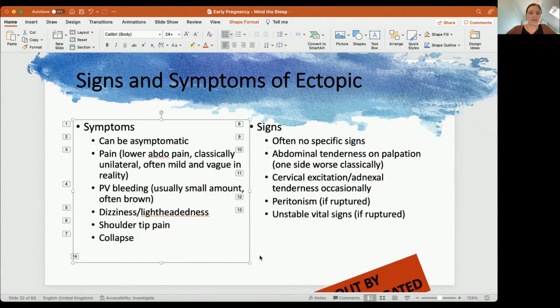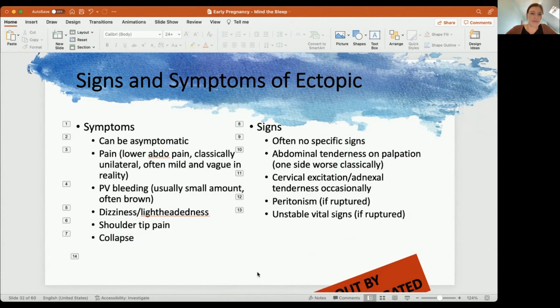So signs and symptoms. They can be asymptomatic. That's quite rare, but they can be asymptomatic. Classically, they have low abdo pain that's on one side. However, in reality, it's often very vague and very mild. Generally, the bleeding is not heavy. That is generally true. They either have no bleeding or they just have brownish discharge or very light bleeding. If they're a bit worse, they can feel lightheaded or dizzy, shoulder tip pain and collapse.